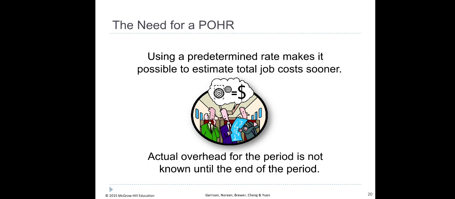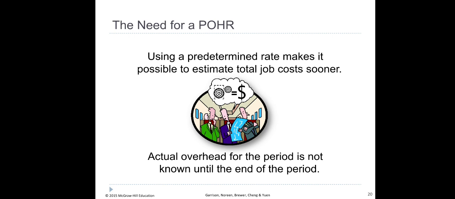Okay, why do you have to use the POHR? The main reason why you use POHR is because you want to calculate the cost quickly. When a job is done or finished, you want to calculate the cost quickly because you want to know the cost, and managers want to think about the pricing or profit or loss, etc. So you have to calculate the cost very quickly. As a management accountant, you have to calculate it very quickly.